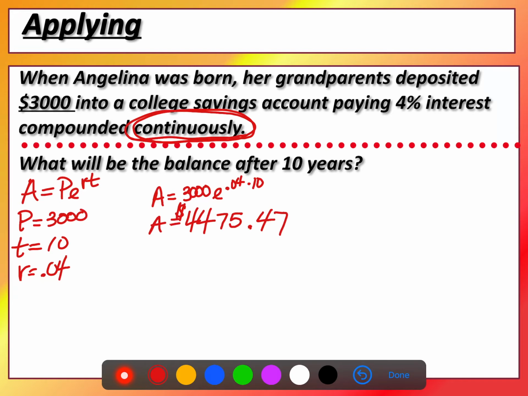Okay, so those are your 4 types of exponential word problems. So we have non-rate, rate, and then we have 2 kinds of interest. So there's compound interest and then continuously compounded.